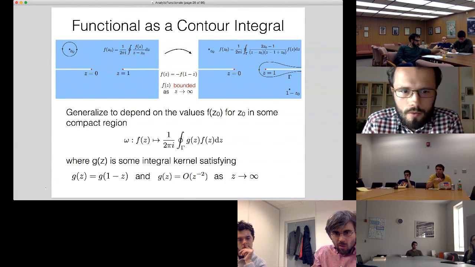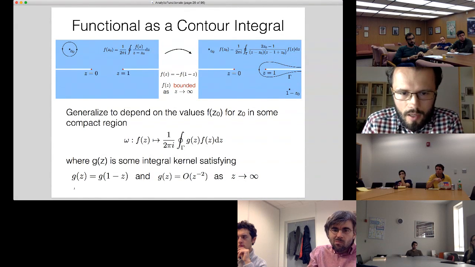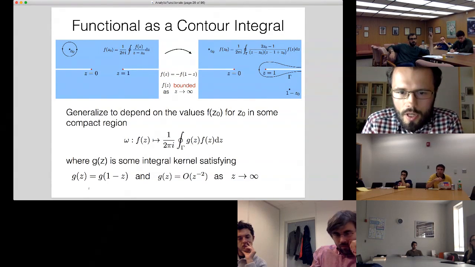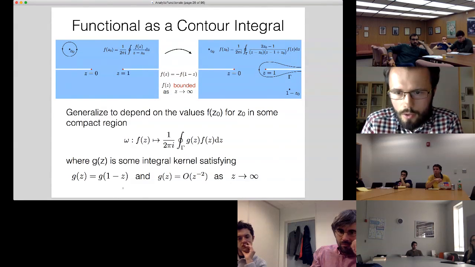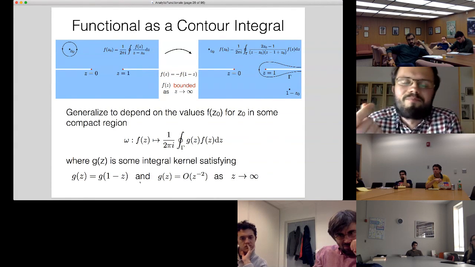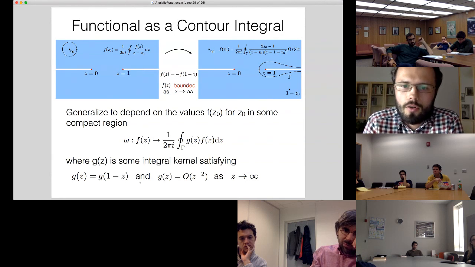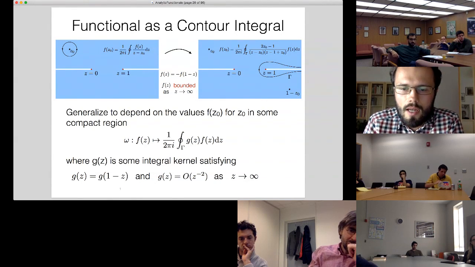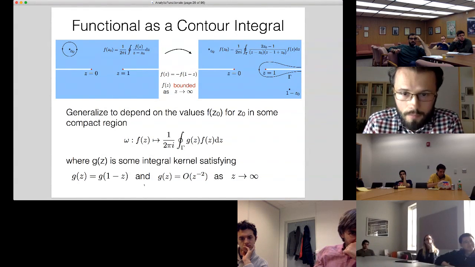But it still needs to satisfy some properties. It follows from the fact that the functions on which we act are odd under the crossing that the kernel should be even under the crossing. And it follows from the fact that the functional should not depend on the behavior of the function f at infinity that g must decay sufficiently fast. In particular, g must decay at least as fast as z to the minus 2 when z goes to infinity. The specific reason for this is that at the point at infinity, the expansion into conformal blocks does not converge on the branch cuts, and in particular it doesn't converge at z equal to infinity. So we need to make sure that our functional does not depend on the behavior of the conformal blocks or the correlator at infinity. This is why g needs to decay sufficiently fast.